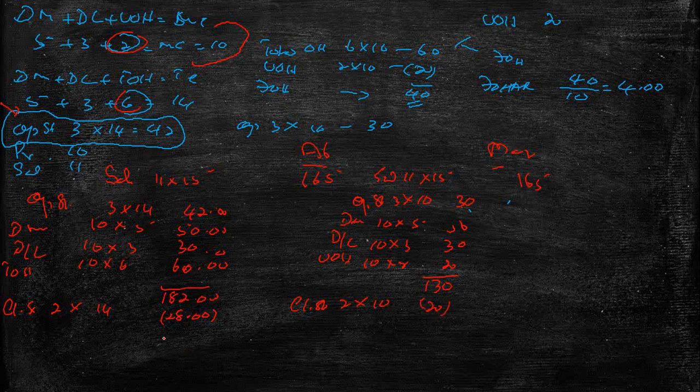So now we can find the cost of sales: 182 minus 28 is 154. That is what we call cost of sales. Sales are 165. So 165 minus 154 will give you a profit, which is 11. That is under absorption costing.